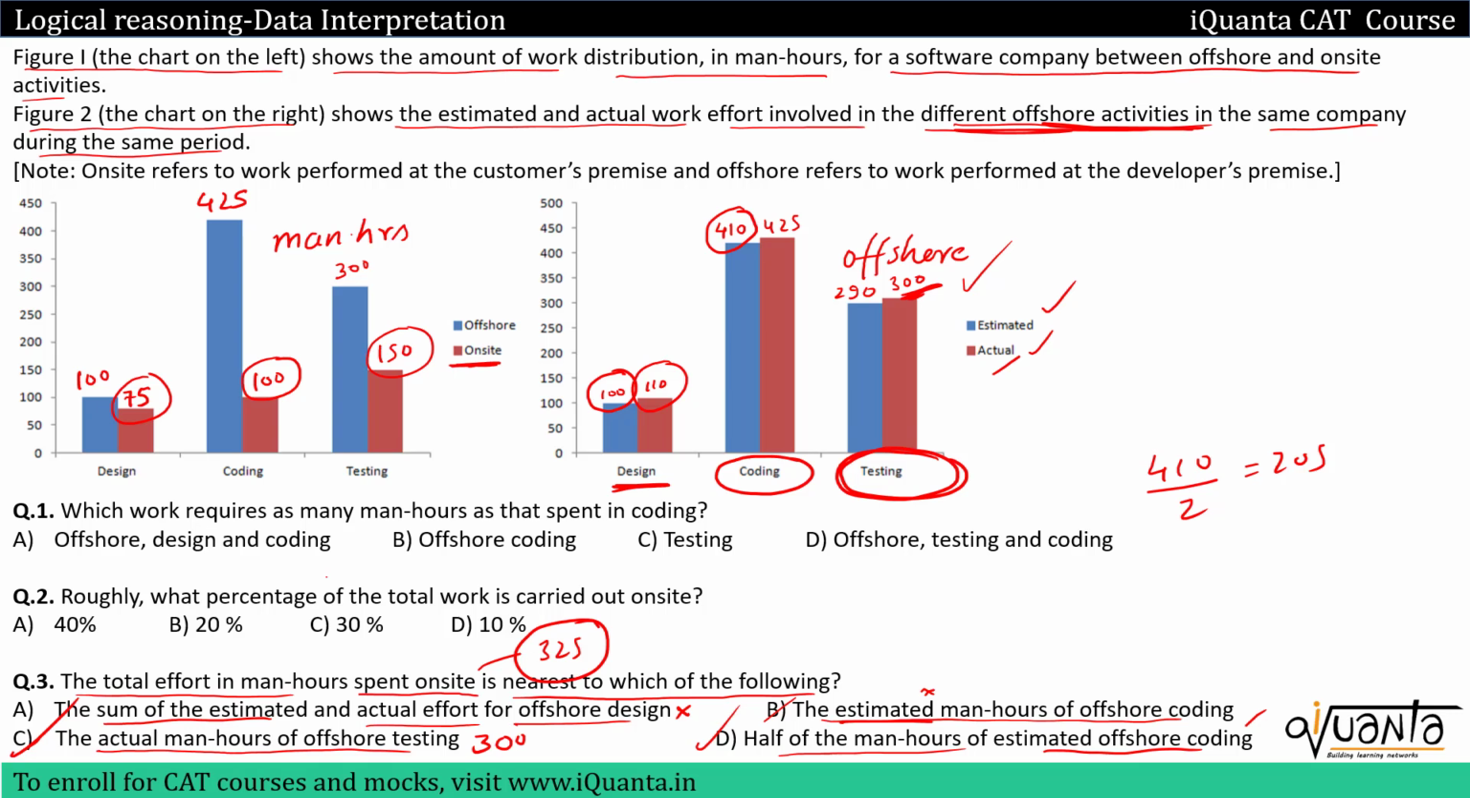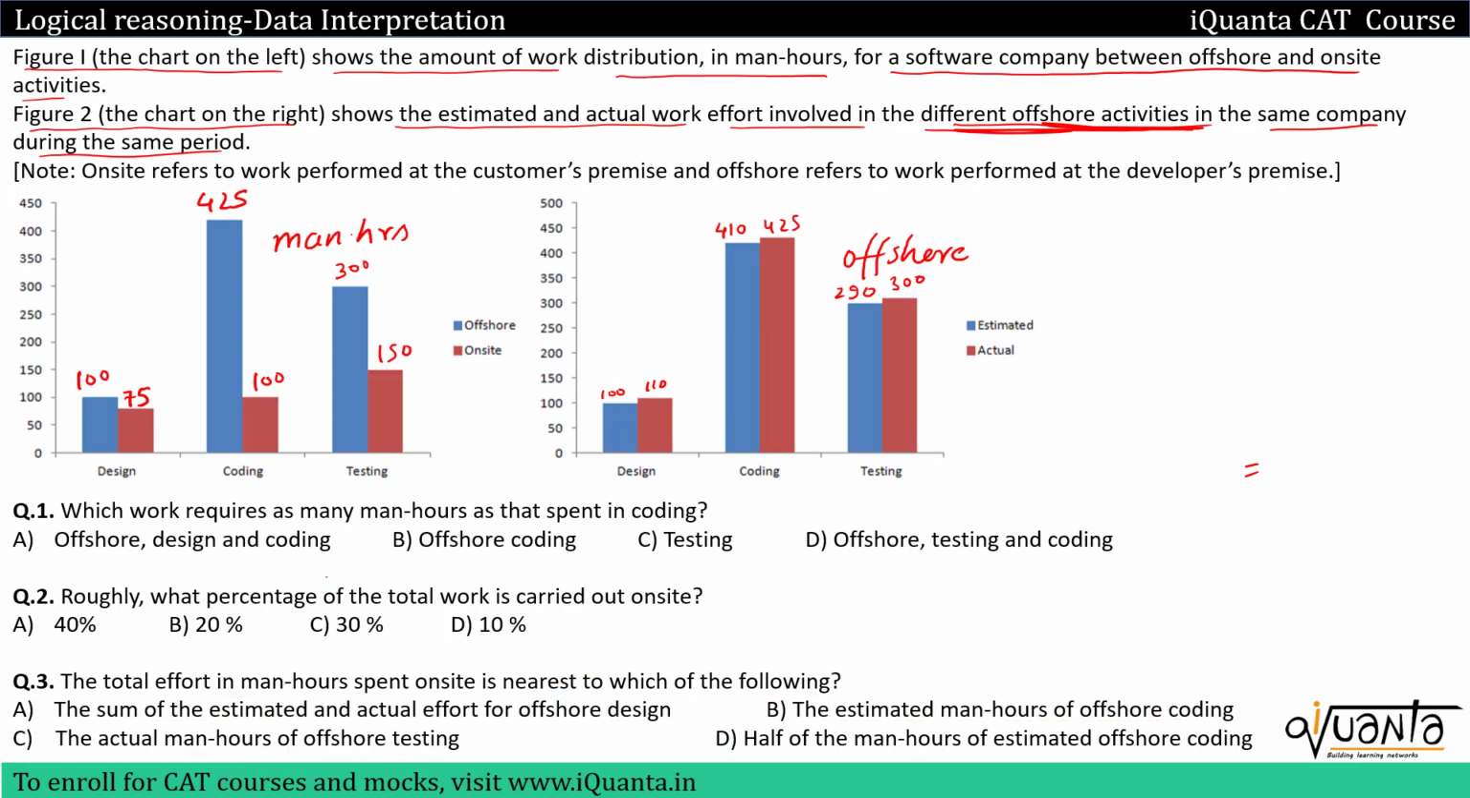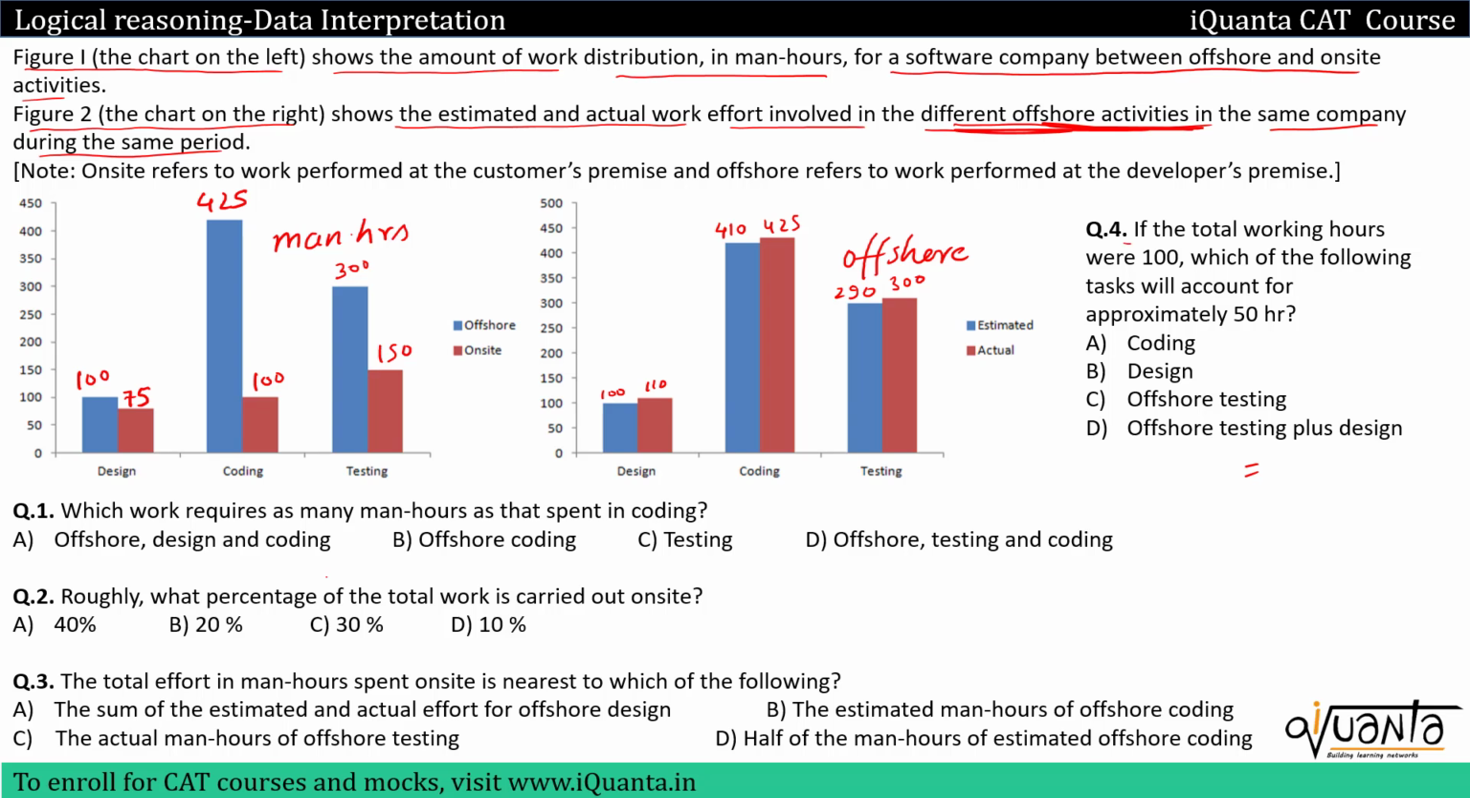Let's solve the last question. The last question is, if the total working hours were 100, which of the following tasks will account for approximately 50 hours? So we have to compare the total working hours with 100. Total working hours, we'll be adding all the man hours from the first chart: 100, 75, 425, 100, 150, 300. This will give us a total of 1150.